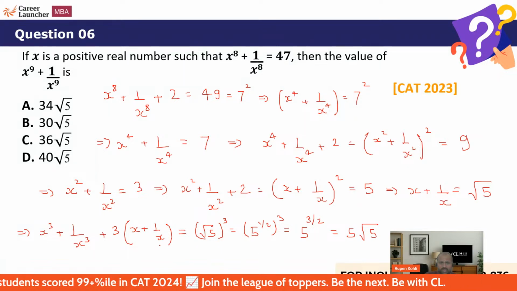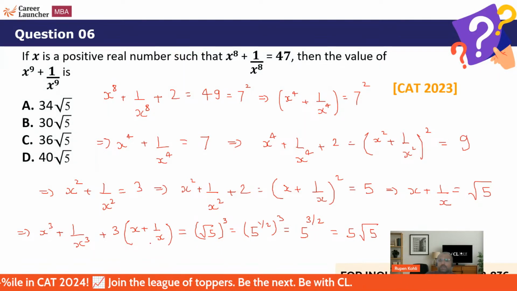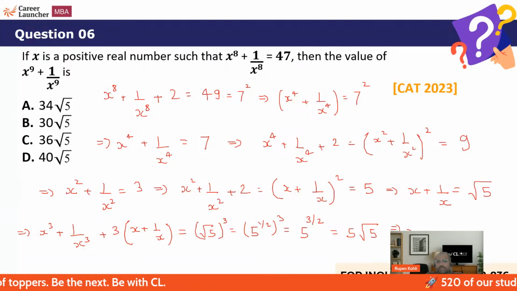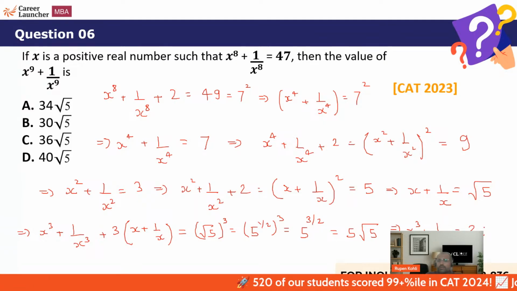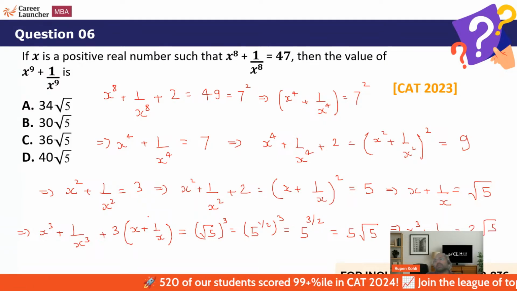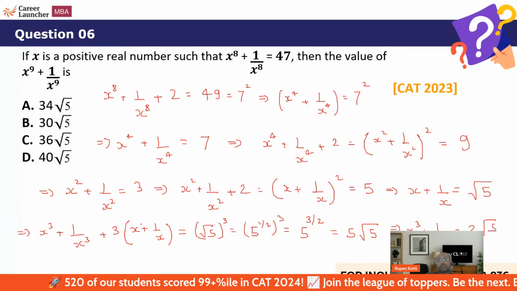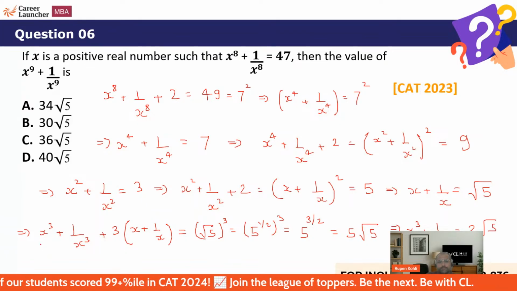Okay, so on the LHS, this term 3 into x plus 1 by x is 3 root 5. So when I take that on the right hand side, because obviously I need to just simply write x cube plus 1 by x cube, how much is that? That is coming to be 5 root 5 minus 3 root 5, which is 2 root 5. Last step, cubing both sides once again will give us the answer.